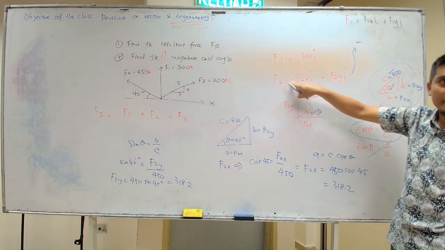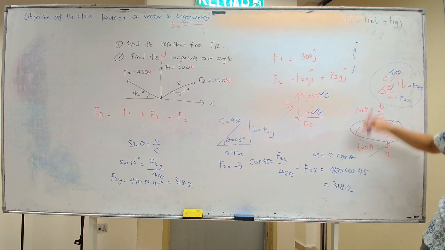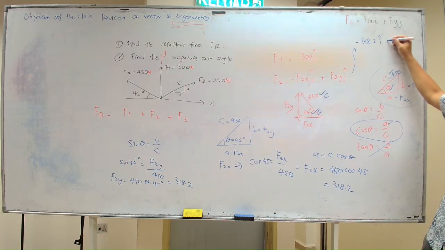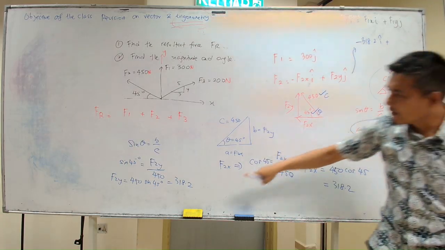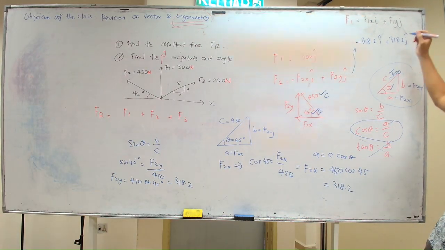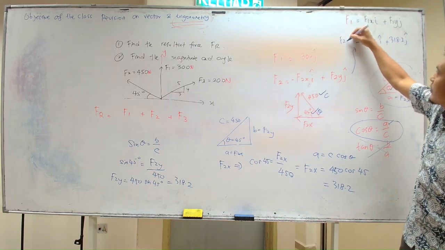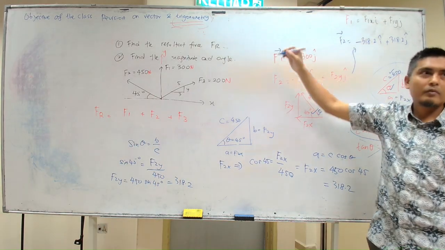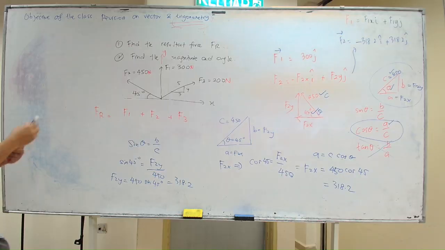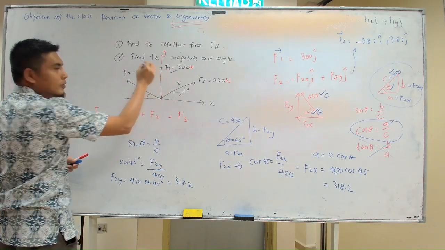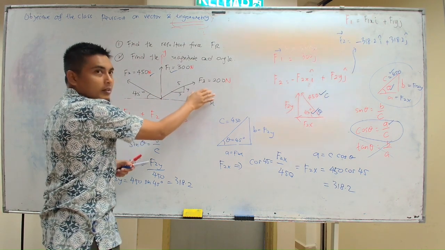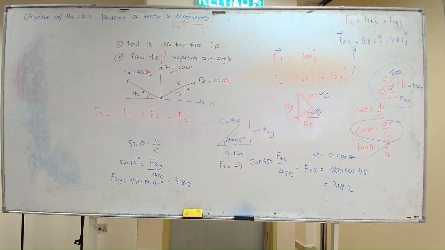So it means that our F2 actually equal to negative, you have negative here, the F2x 318.2 at the I direction plus with our F2y 318.2 at the J direction. So this is our F2. Okay. So we already settle for F1, settle for F2. Okay. So this is our final one, F3.